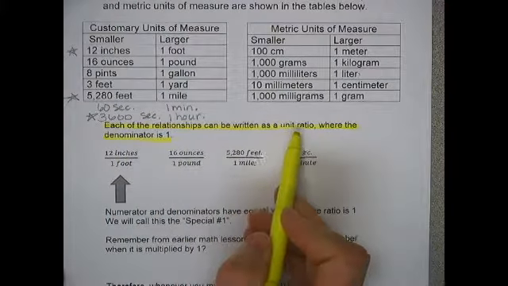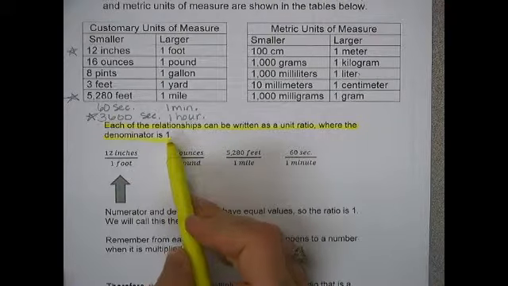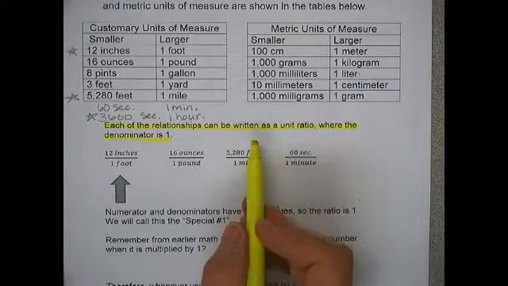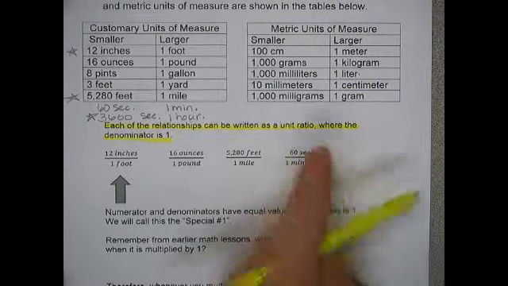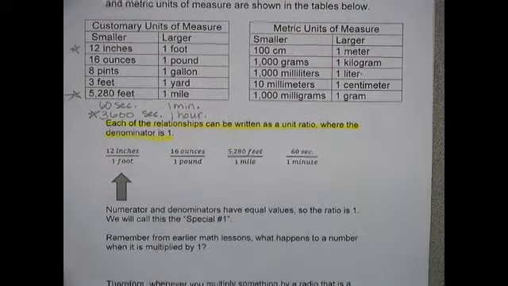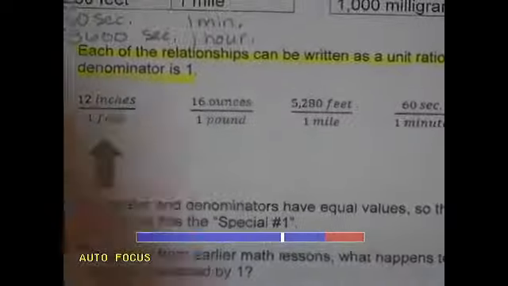Each of the relationships in the table can be written as a unit ratio where the denominator is 1. We've already talked about unit rates when you did price comparison. We wanted to do how many dollars per 1 ounce. That was a unit rate. But now we're doing a unit ratio where the denominator is 1.